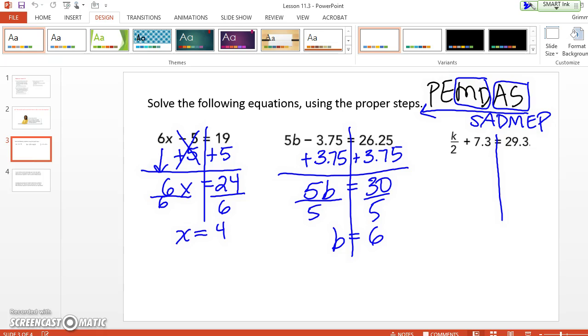So what would be the first step here? Okay, subtract 7.3 because this was add and we always want to do the opposite. So subtract 7.3. All right, so we subtract that. This is going to cancel. K over 2 comes down here. And that would be what? 22?